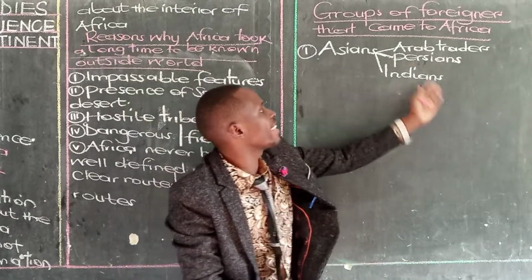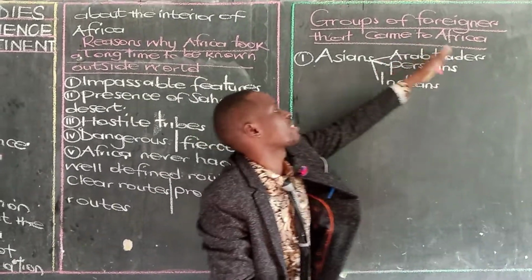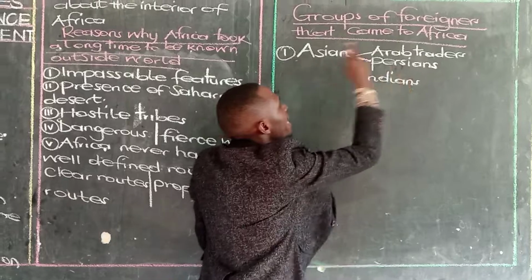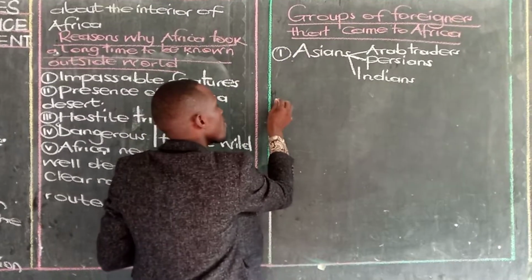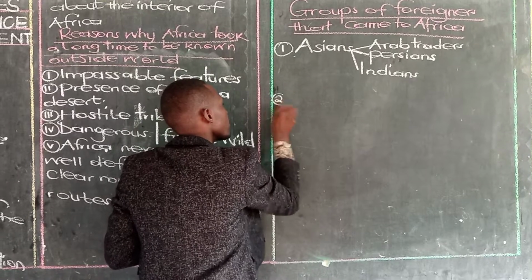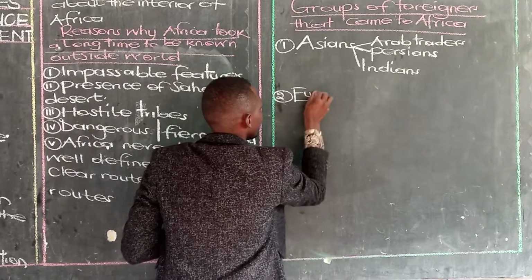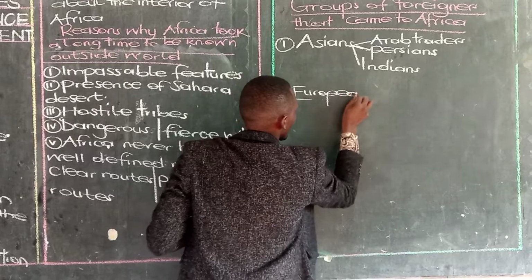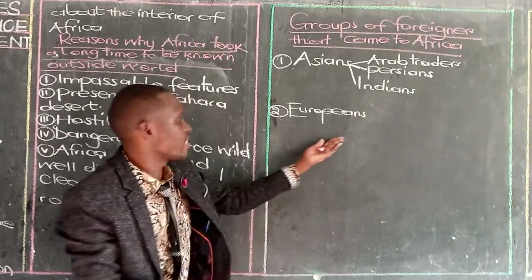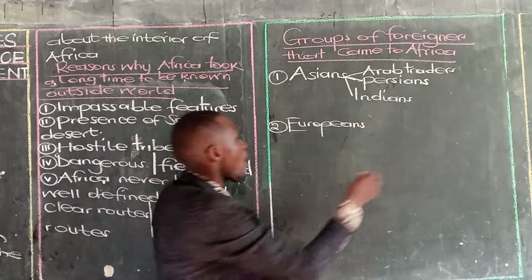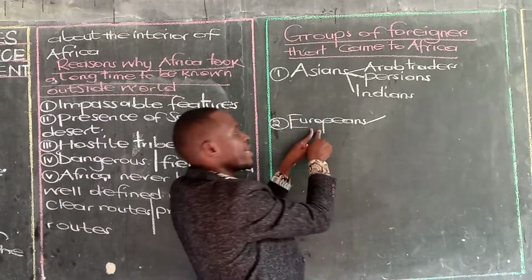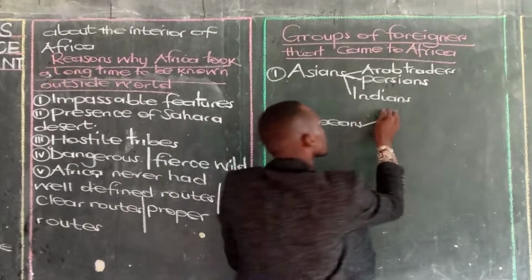Indians came from India, the Persians came from Persia, and the Arab traders came from Saudi Arabia, all in Asia. That's why we call them Asians. The other last group of foreigners to Africa, boys and girls, we have the Europeans. Europeans can be classified into 5 different groups. One, the very first group of Europeans to come to Africa were the explorers.